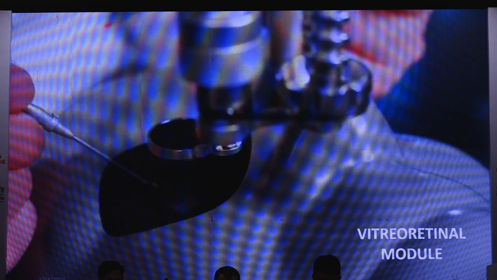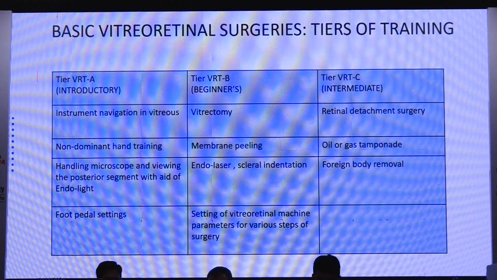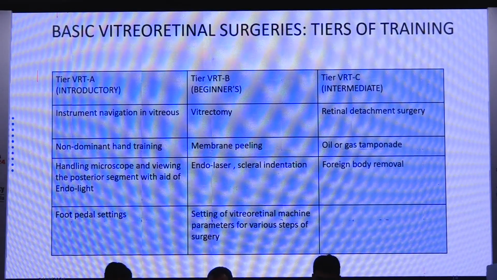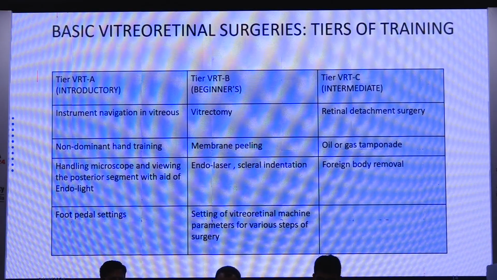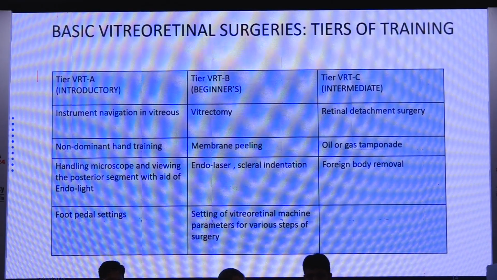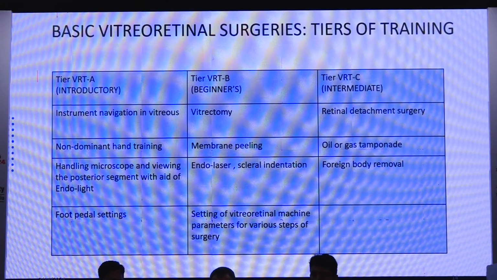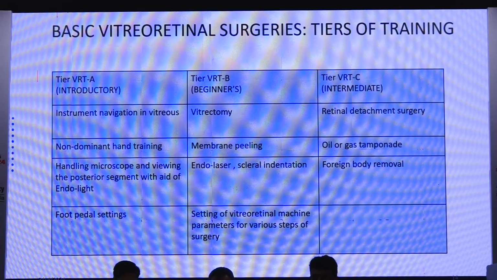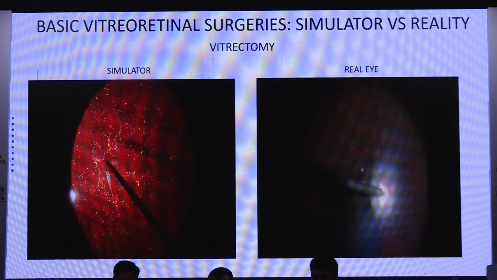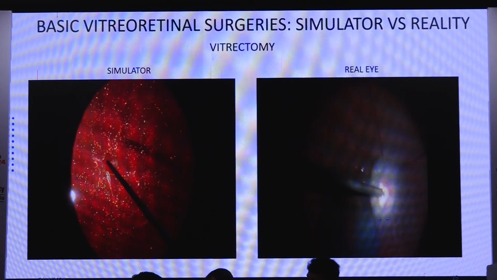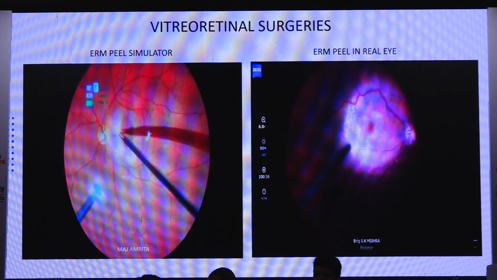This simulator also comes with a vitreoretinal interface, which comes with an integrated BIOM, mimicking functions just like a real wide-angle viewing system. And these are the three tiers of training which come with the vitreoretinal interface. The introductory tier involves basics of instrument navigation inside the vitreous cavity and usage of the non-dominant hand, and gradually steps up to teaching complex vitreoretinal surgeries like retinal detachment or foreign body removal from the eye. So from lifting the posterior vitreous face on the simulator vis-a-vis in a real eye, to doing intricate surgeries like epiretinal membrane peeling on the simulator vis-a-vis in a real eye.